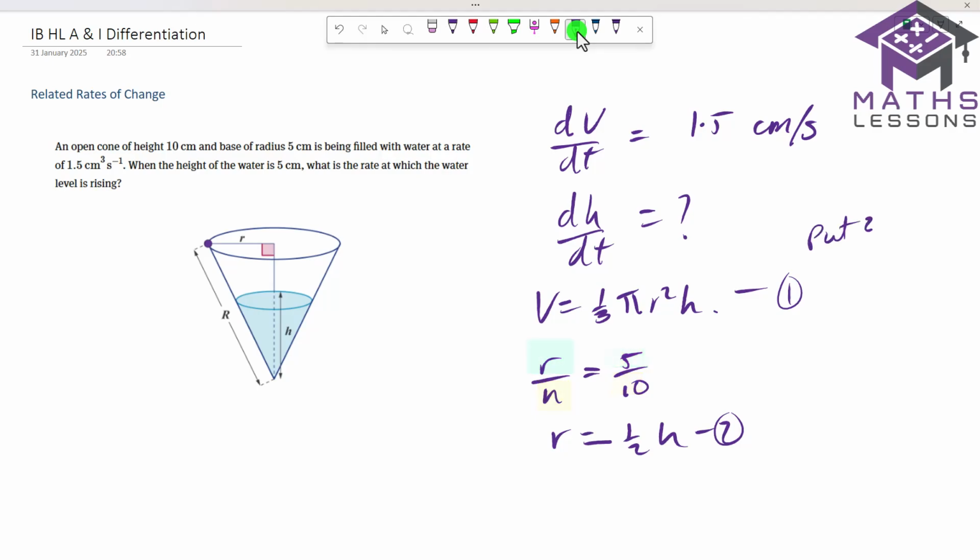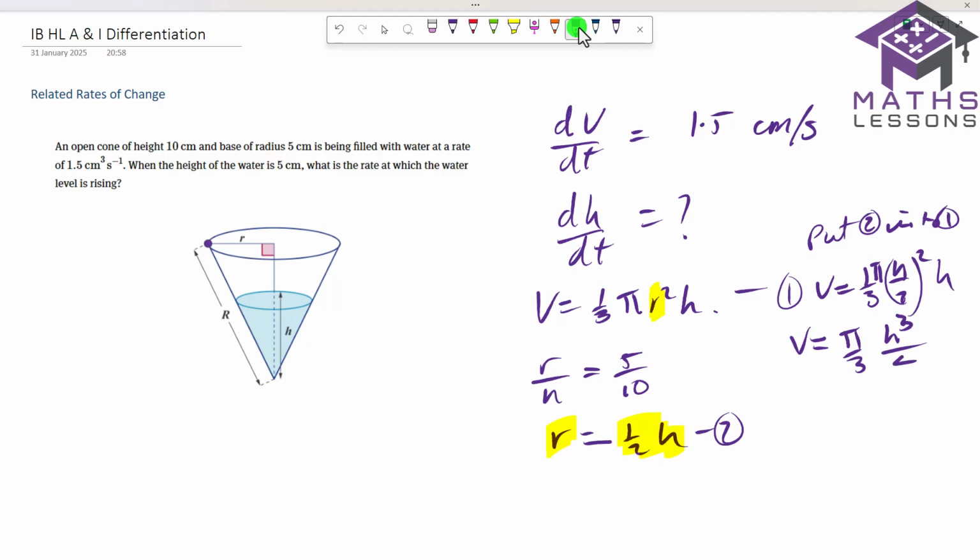If we put 2 into 1, we replace this r with a half h. So we get the volume is equal to 1/3 pi times h over 2, squared, times another h. So the volume is equal to pi over 3 times h cubed over 4. Now we can find dV by dH, and we do that by multiplying by 3. So we get pi h squared over 4, because the 3's cancel. And that gives us dV by dH.